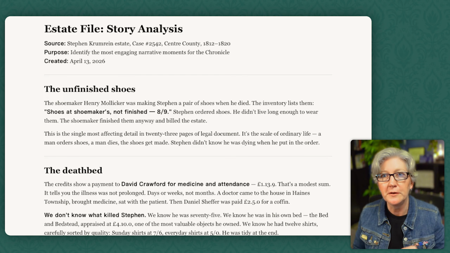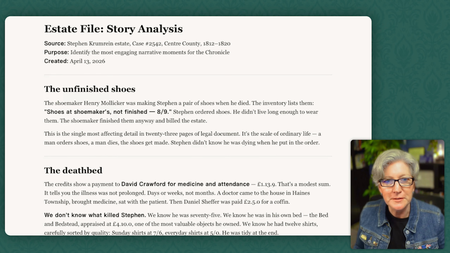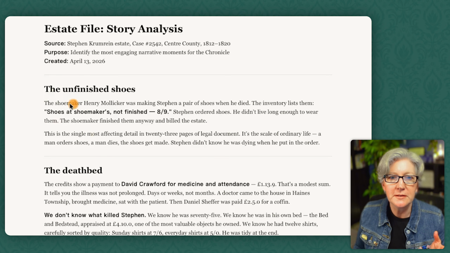So in Pennsylvania, we call them estate files, not probate files. And basically, it consisted of an inventory of Stephen's assets, as well as how everything was distributed after his death. So the most striking thing for Claude, and I have to admit it is for me too, is the unfinished shoes. So Stephen clearly didn't plan to die. He died unexpectedly because he had shoes being made at the time that he died.